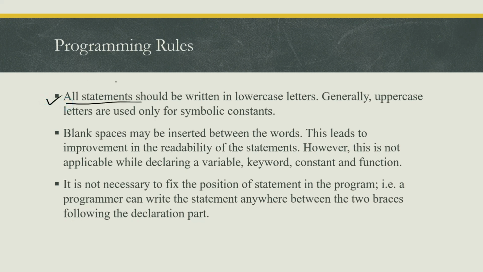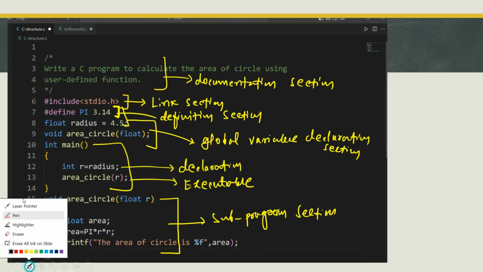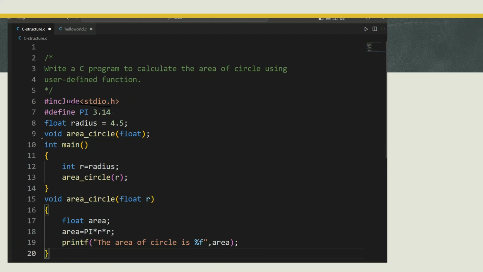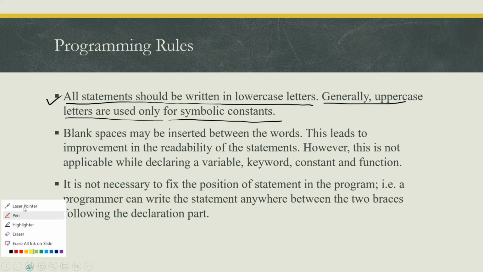Then all statements should be written in lowercase letters. Generally uppercase letters are used only for symbolic constants. You can consider the previous program I have written here. This is our symbolic constant. Let me show you with yellow color. This is our symbolic constant. You can see I have written it in capital letters, right? So as it is written here, uppercase letters are used only for symbolic constants.